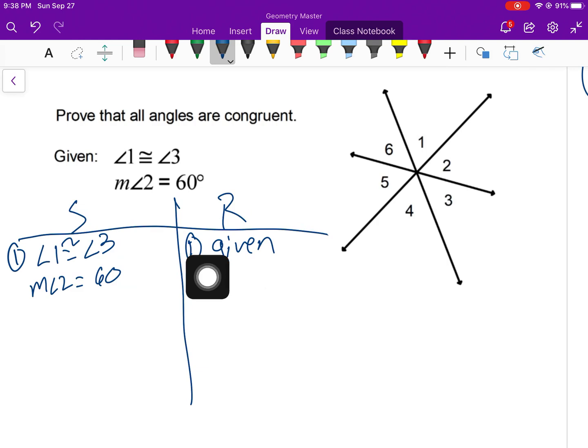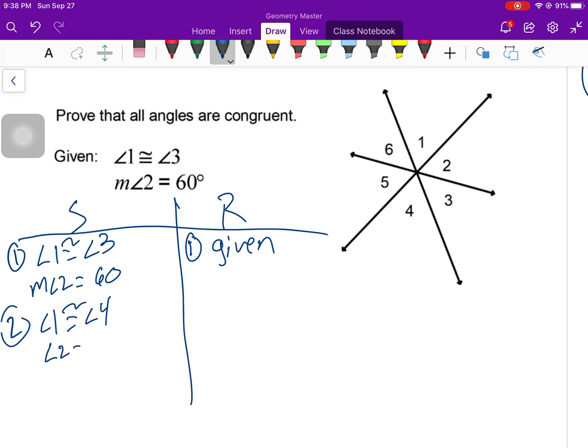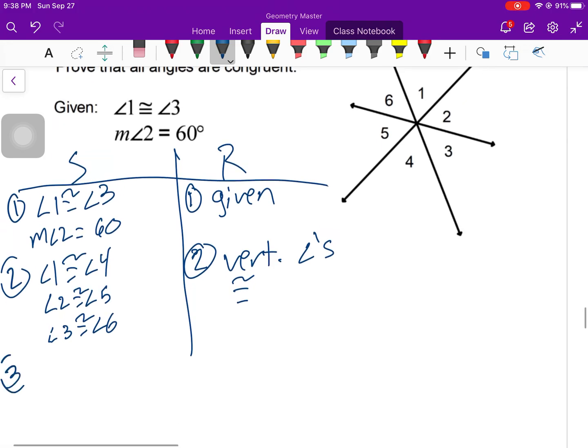to be doing that multiple times, so I'm just going to go to step 2 and say that angle 1 is congruent to angle 4, angle 2 is congruent to angle 5, angle 3 is congruent to angle 6, because vertical angles are congruent. And now this is what I'm going to say, that the measurement of angle 1 equals the measurement of angle 3 from the first step.